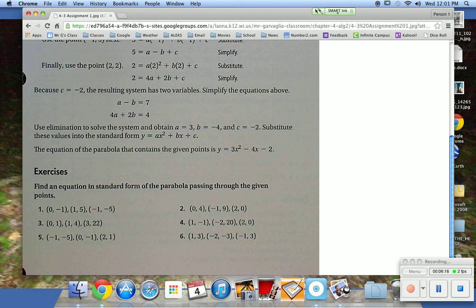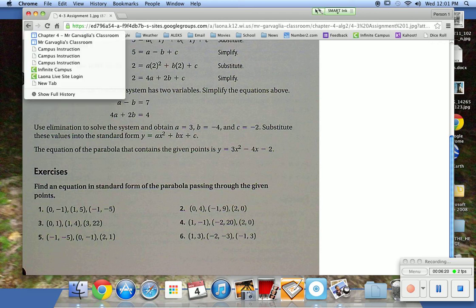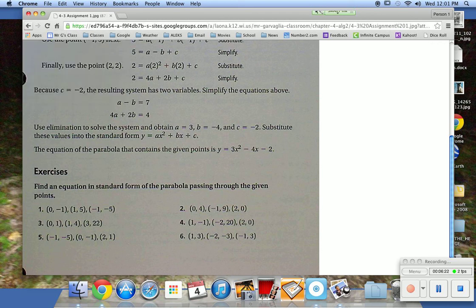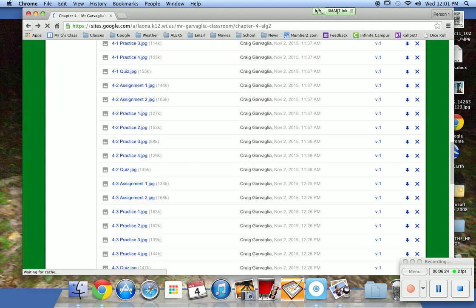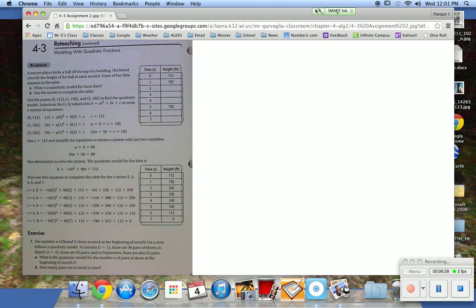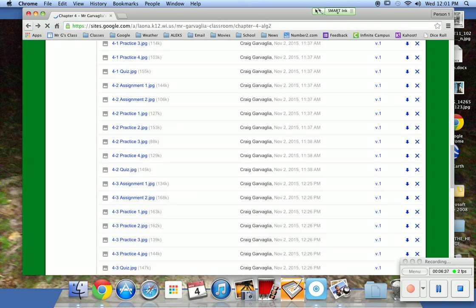What's that? Do 1 through 5, 1, 3, and 5. Let me take a look on the other side here. What do we got here? Do 1, 3, and 5. Don't worry about the back page. Just do those 3. 1, 3, and 5. Yes, I will.